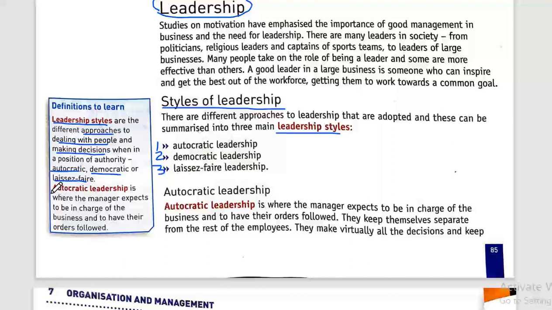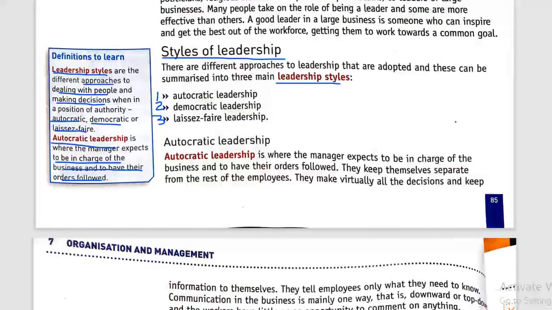The first one is the autocratic leadership. Autocratic leadership is where the manager expects to be in charge of the business and have their orders followed. So it's a rather strict style of leadership. The autocratic leader, the type of manager who has this style, expects to be in charge all the time and to have his orders followed, and also they keep themselves separate from the rest of the employees.